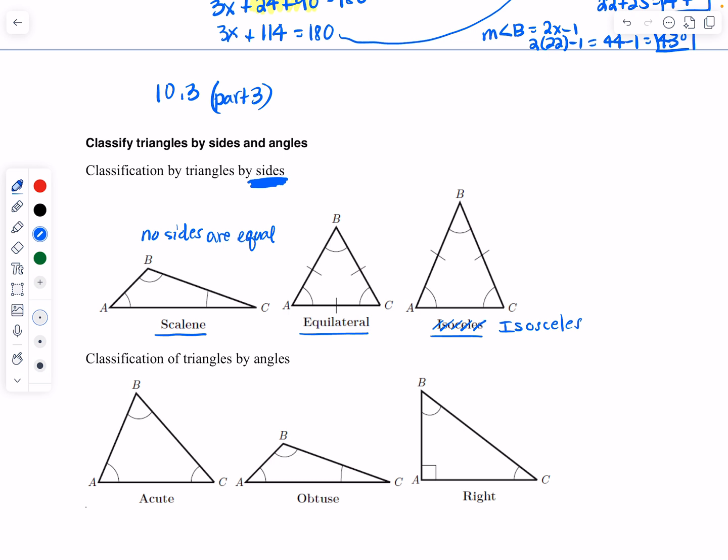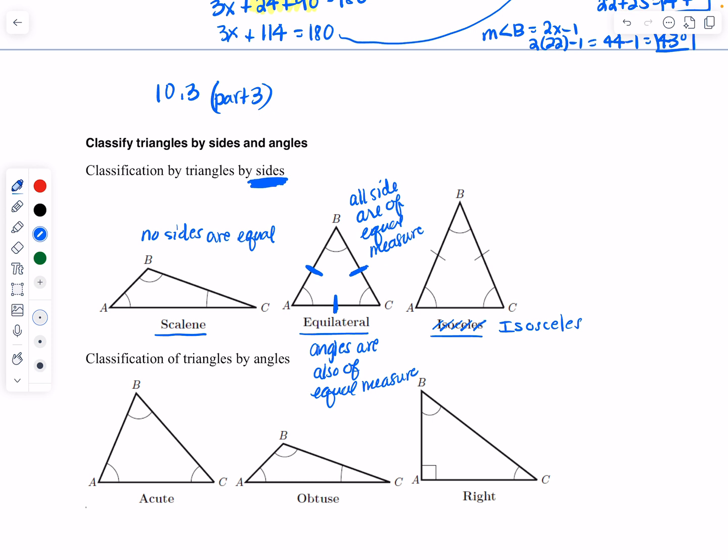Equilateral means all sides are of equal measure. And by the way, if it's equilateral, the angles are also of equal measure. So the sides and the angles are of equal measure. And by the way, if you see the slash marks, that's just telling us that all the sides, AB, BC, and AC have the same measure.